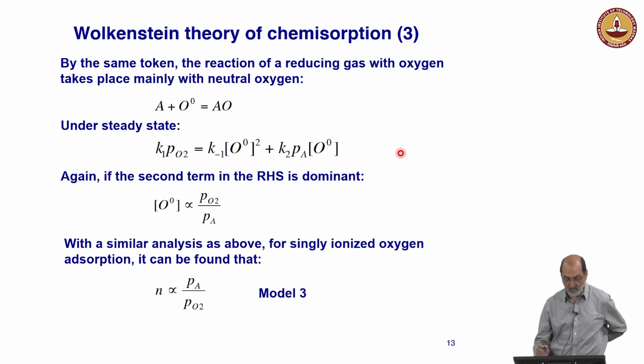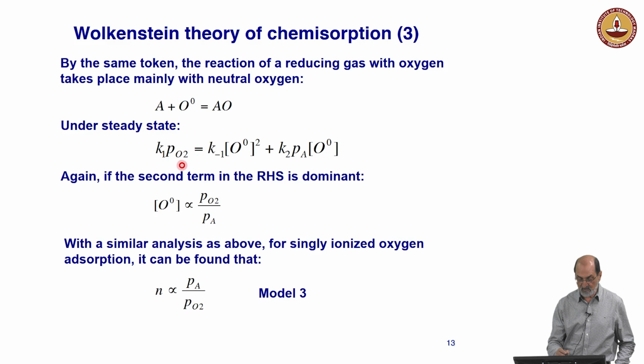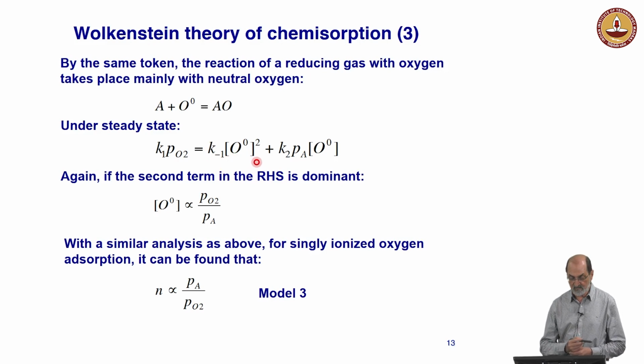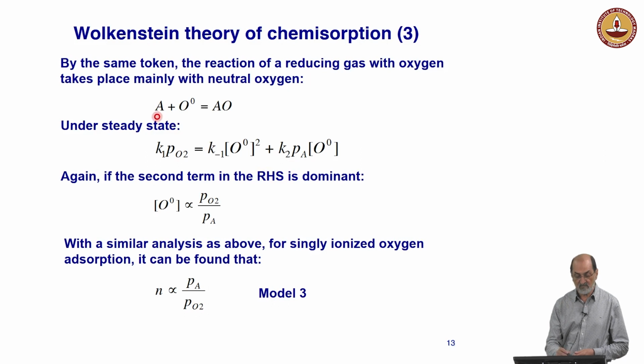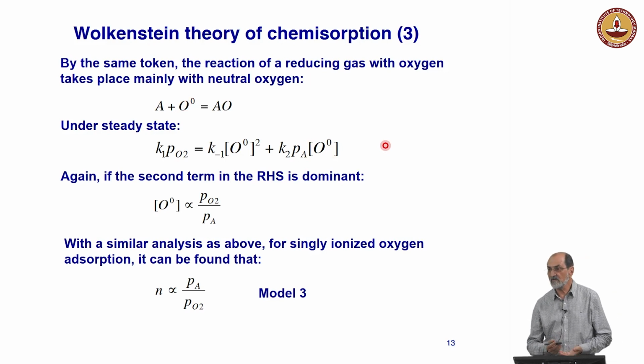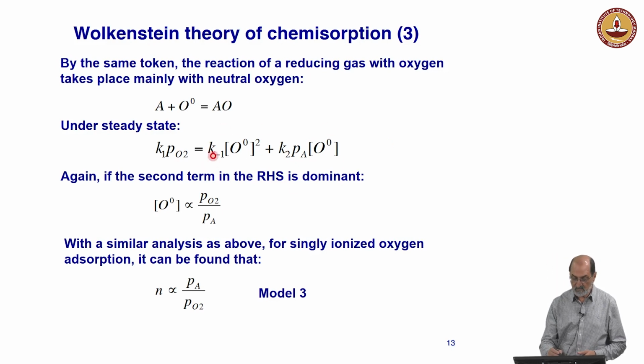So under steady state, as we did before, the adsorption rate is going to be proportional to the pressure of oxygen, and we have two channels for desorption. Natural desorption of oxygen at the surface, and now we have a second channel for desorption due to the presence of the reducing gas. If this is correct, applying the law of mass action, that is going to be proportional to the pressure of the reducing gas and the amount of neutral oxygen at the surface, right? Again, if the reducing gas is playing the dominant role, this term has to be much bigger than this term, so this one can be neglected, and then we can deduce that the amount of neutral oxygen at the surface is proportional to the pressure of oxygen and inversely related to the pressure of the reducing gas, right?